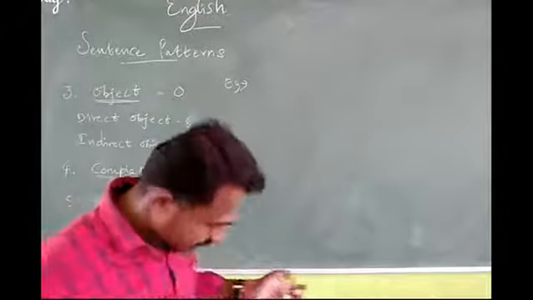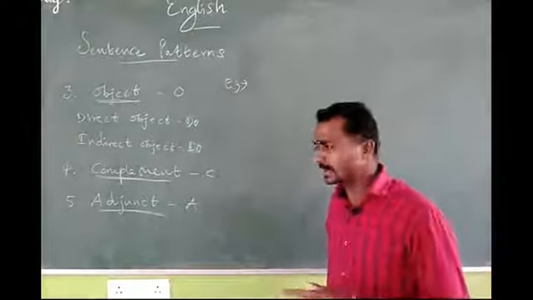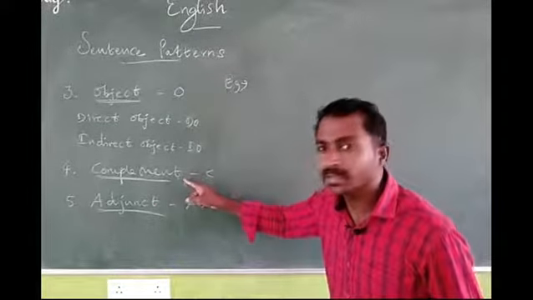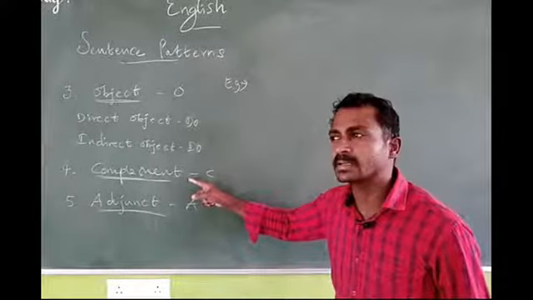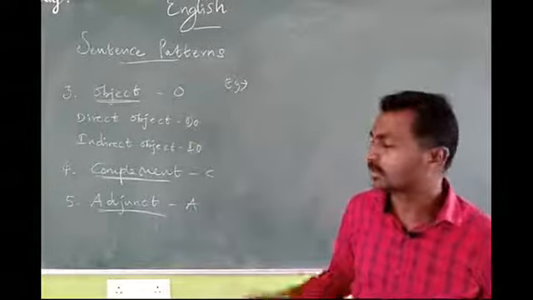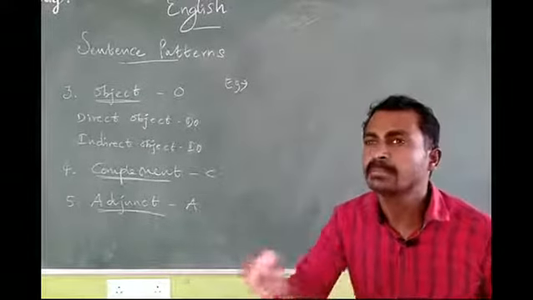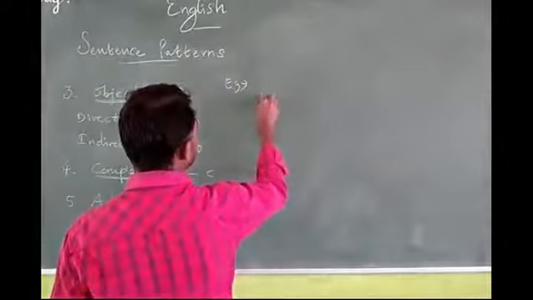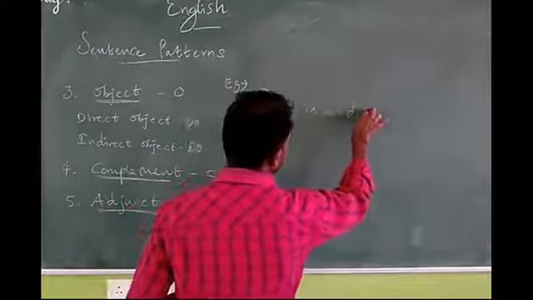It is the easiest one. The complement is basically what completes the meaning of a sentence. So if the complement is removed, the sentence will not give the complete meaning. For example, Roja is a doctor.